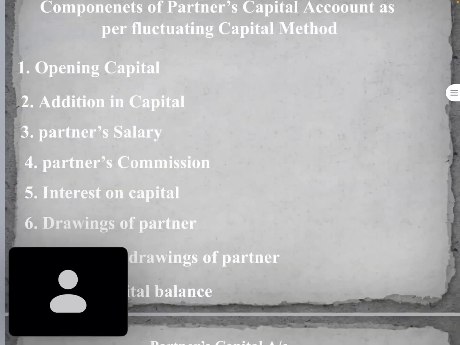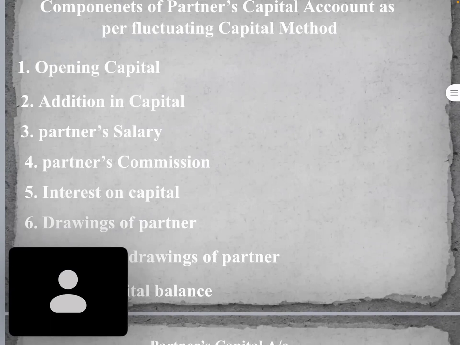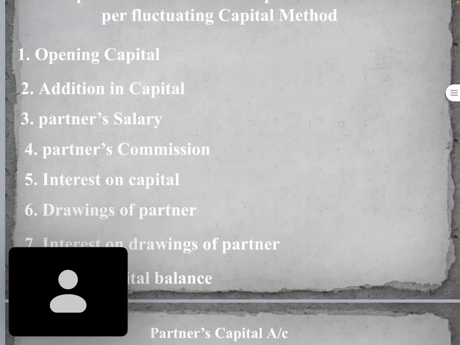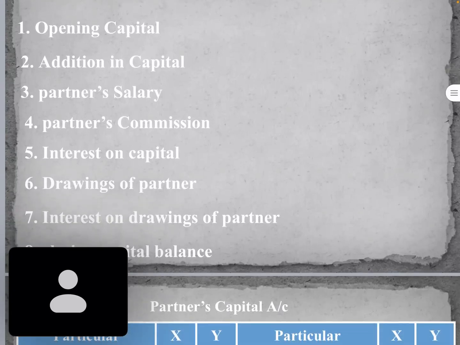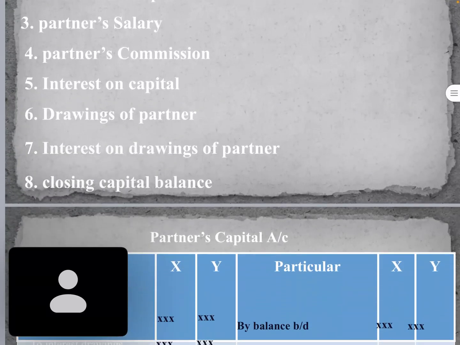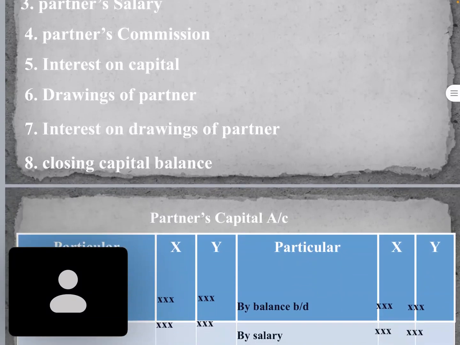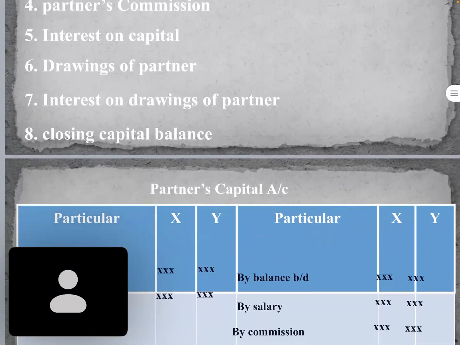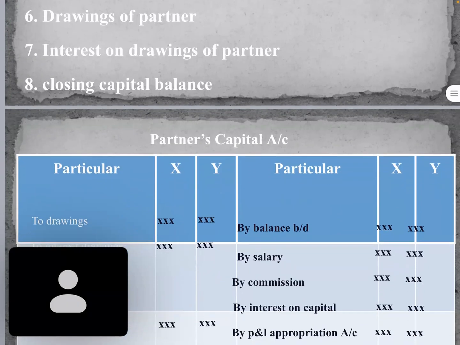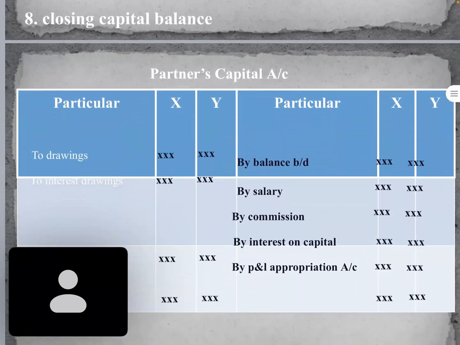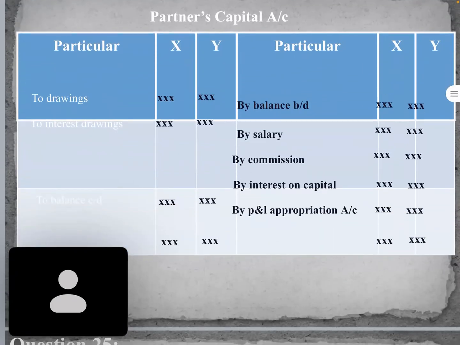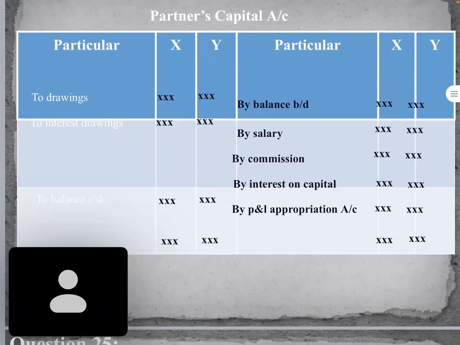So what are the various components of the capital account? It contains the opening capital balance. It also shows the addition being made to capital by the partner. Then partner salary, partner commission, interest on capital, drawing of partner, interest on drawing, closing capital balances, everything in one single account. This is how we prepare the partner's capital account if we are following the fluctuating method. I hope this is clear, everyone.